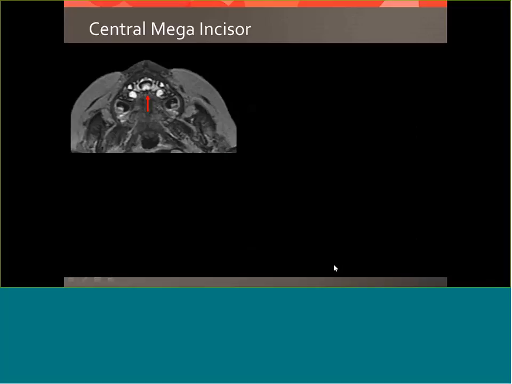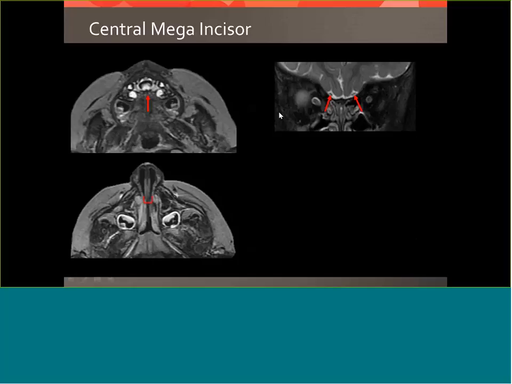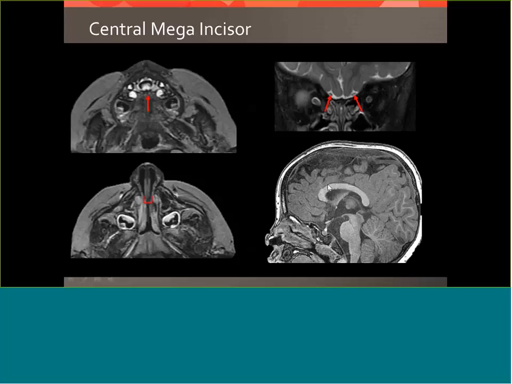Here's a patient with central megaincisor. You can see a single midline incisor, should have two. The maxilla overall was underdeveloped here, and in fact, the patient had piriform aperture stenosis. You can see narrowing here. The olfactory bulbs were hypoplastic, smaller than typical. And they had other midline anomalies, including that the corpus callosum is slightly thickened, the vermis is underdeveloped, the nodulus here, and ectopia of the posterior pituitary gland, which should be sitting here in the sella rather than on top of the adenohypophysis.